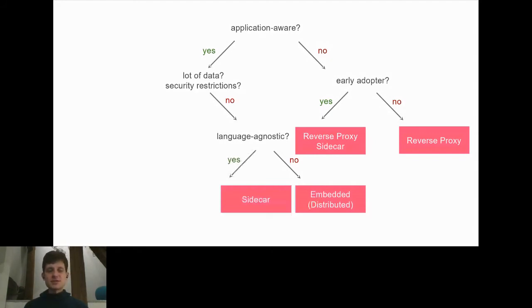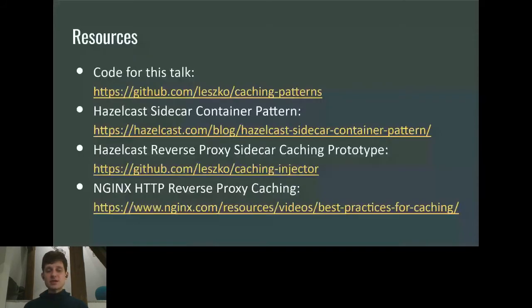So the first link is the source code for all this caching pattern, where you can try them on your own, how they look like in practice. Second link is a blog post explaining how to set up Hazelcast as a sidecar container. Third one is a prototype of reverse proxy sidecar caching with Hazelcast, but it's on the prototype level, so nothing that you can really use on the production. And the last one is a very good video talk about Nginx as a reverse proxy caching.